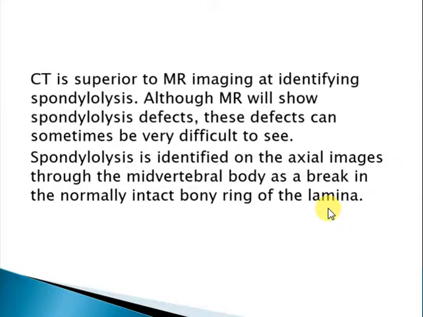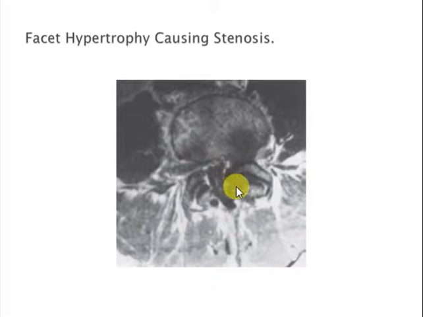This can result in spinal canal stenosis. This is another case of facet joint hypertrophy on the left side, and this hypertrophy is so severe that it is causing spinal canal stenosis.